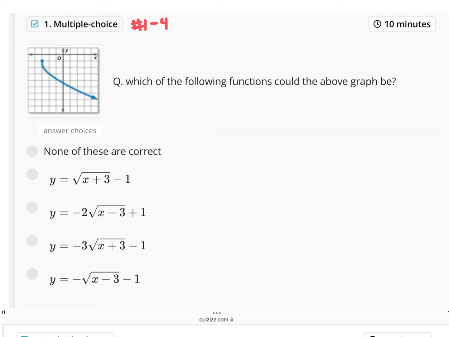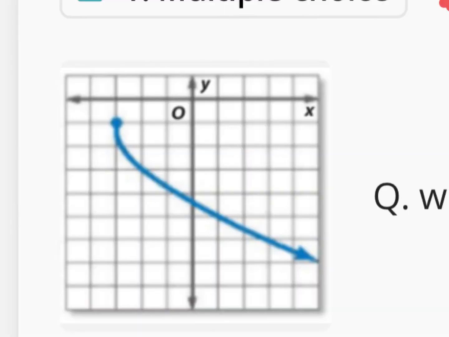So it's saying, which of these could this graph be? Of course, you could graph each one of these on Desmos, but that would take a really long time. Let's zoom into that graph and let's understand something. This square root function came from a parent graph. And the parent graph of any square root function is y equals the square root of x. That's the easiest parent graph, the easiest square root function that you could actually graph.